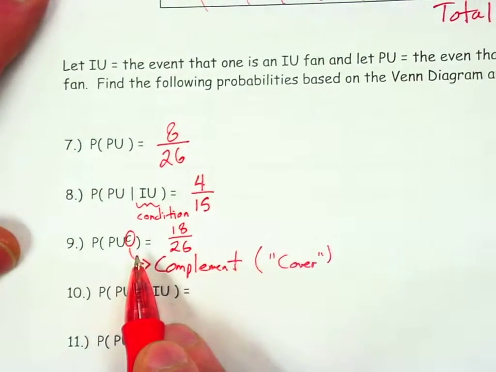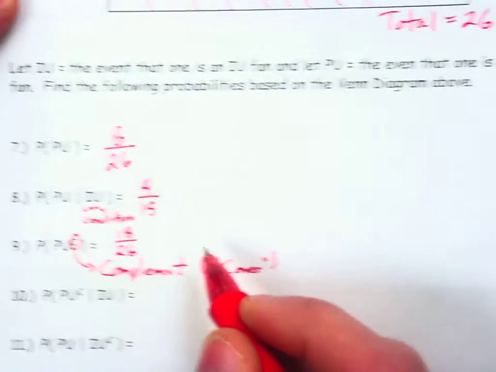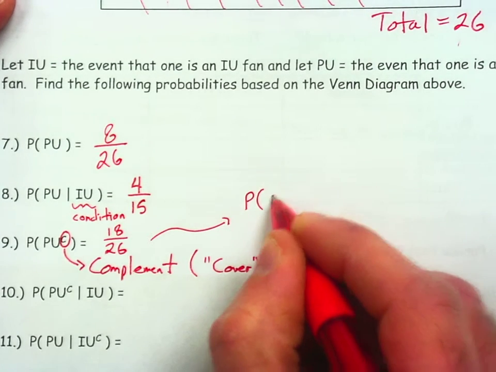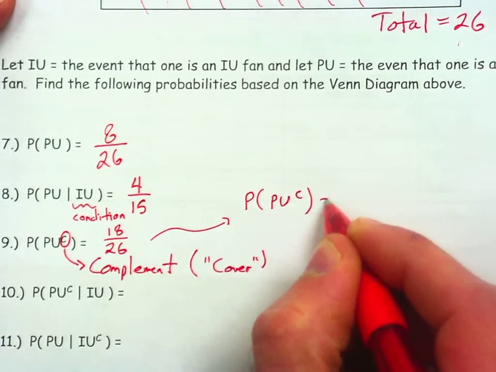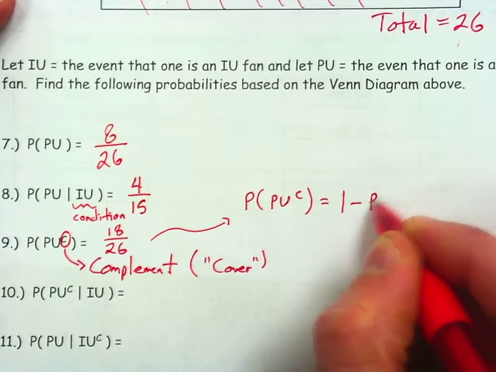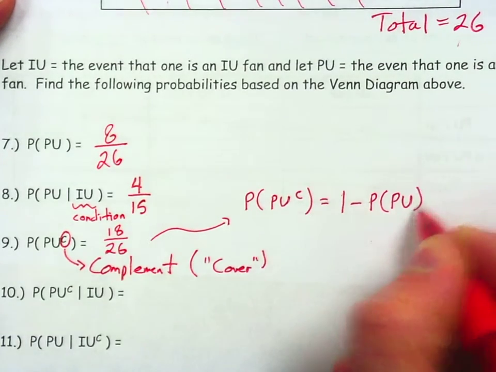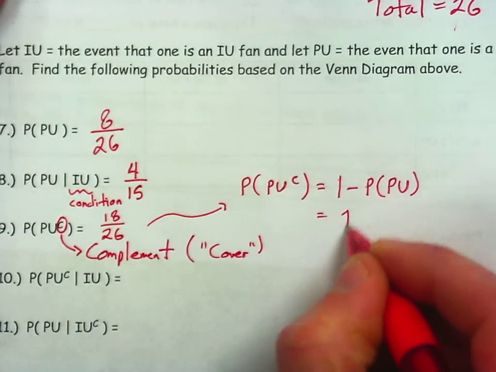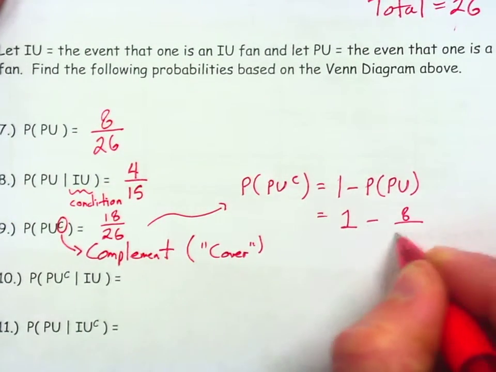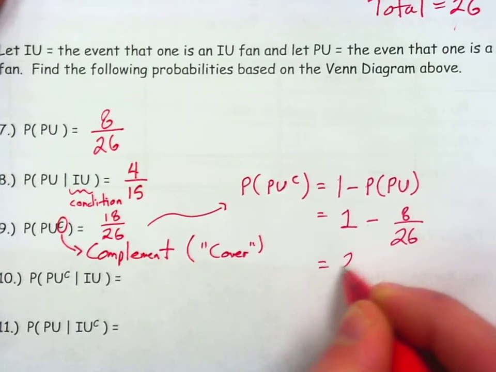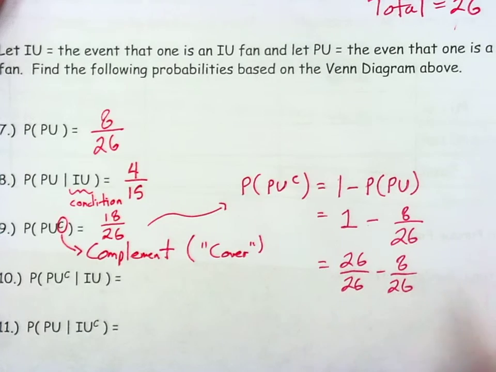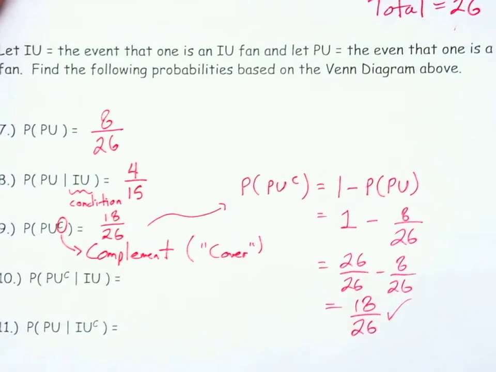Another way to think about a complement, I guess I can just write it up here. The probability of Purdue complement, of not a Purdue fan, is 1 minus the probability of having a Purdue fan. Up here I've already calculated the probability of having a Purdue fan, so I could take 1 minus 8 out of 26. You can make a common denominator. The 1 is 26 out of 26. Take away 8 out of 26, and once again that will give you the same 18 out of 26.